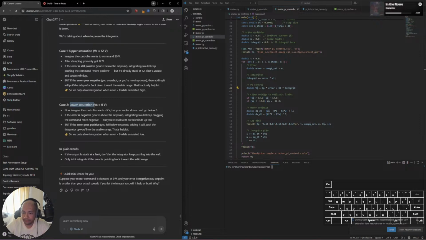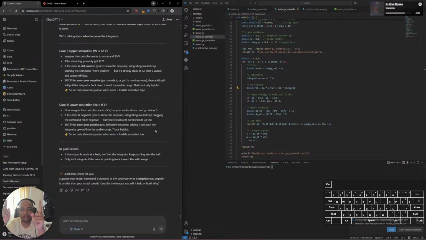Lower saturation. Now imagine the controller wants -5, but your motor driver can't go below 0. If the error is negative, you're above the set point. Integrating would keep dragging the command more negative, but you're stuck at 0, so this winds up too. But if the error goes positive, you fell below the set point. Integrating will push the command upward into the usable range. So we only allow the integrator when error is greater than 0.